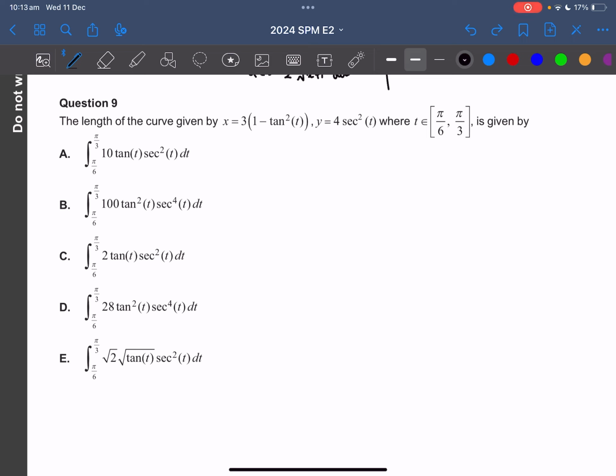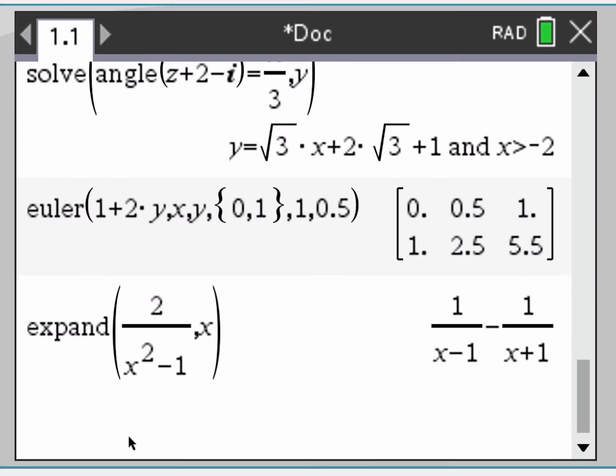We'll go from option E to option A because usually the answers are C, D, or E. There's barely any time where I've seen the answer be A or B, very little chance. So let's try that on our calculator.